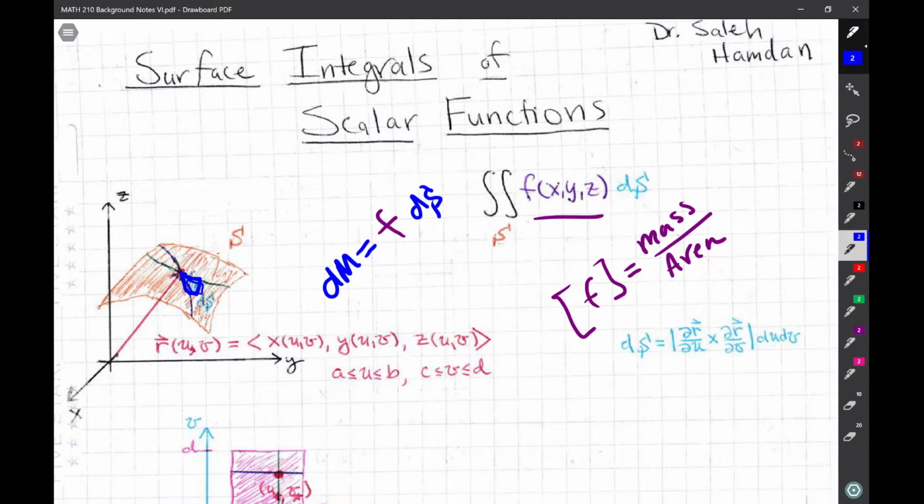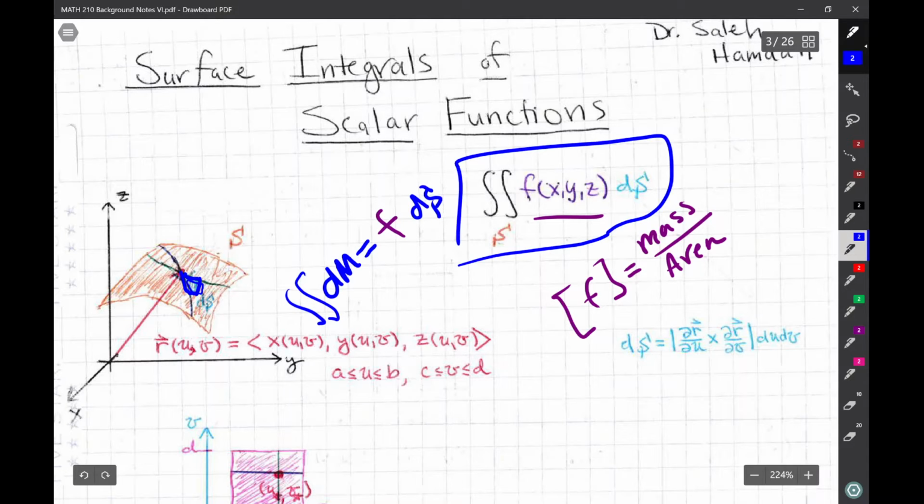And then you add up the small masses as you move along the surface S, and you'll end up with the integral, okay? And here we have in light blue, you could see, once I erase this little patch ds, it's the small area of that two-dimensional patch living in 3D.